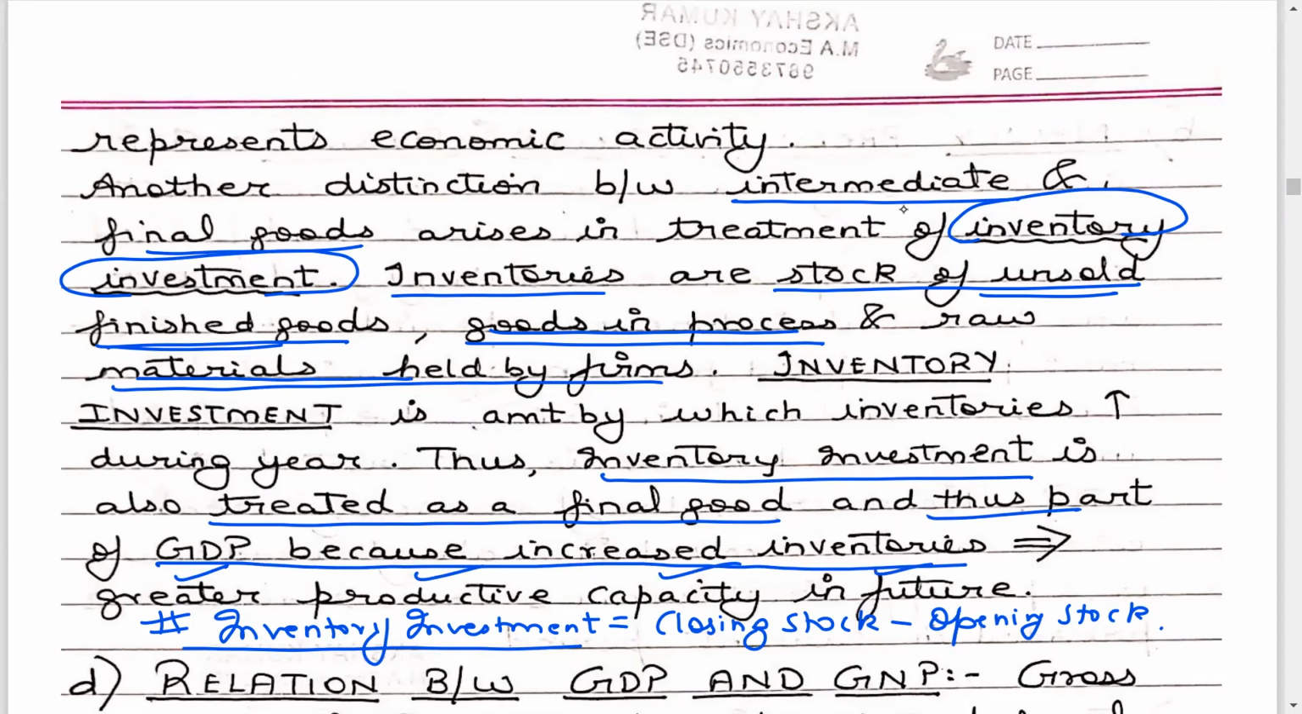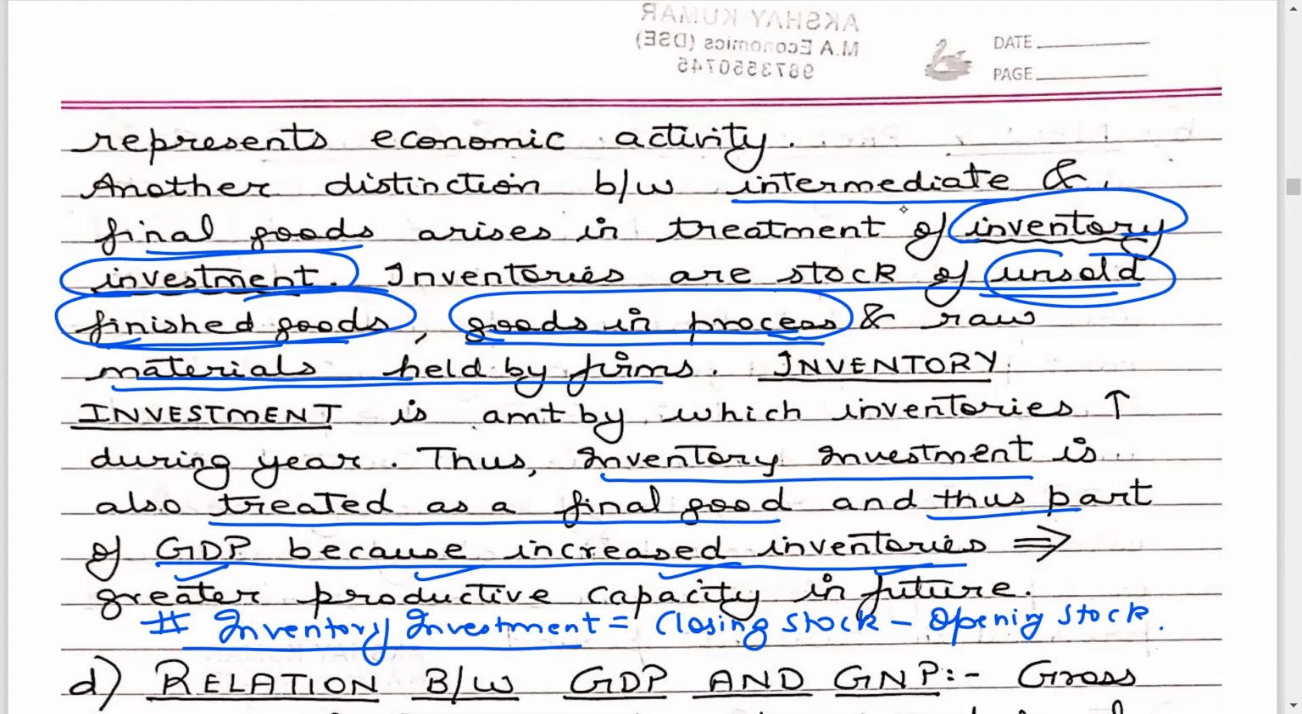Now guys, what does inventory investment include? Inventories include stock of unsold finished goods and goods in process. Now goods in process and raw materials, when they are a part of the inventory investment, are not used up in the same period in which they are produced. Understand this. If raw materials are produced in say 2020, but they are used in 2021, they will be treated as a final good for 2020. But if raw materials are produced in 2020 and they are used for further production in 2020 only, they will become intermediate goods.